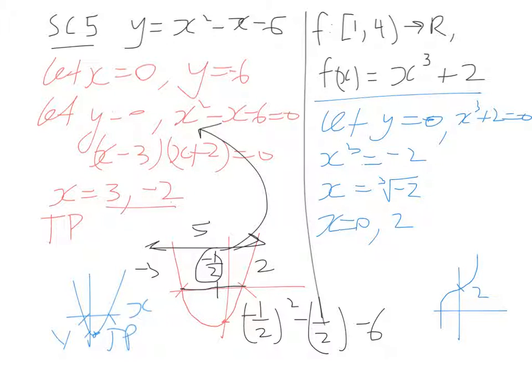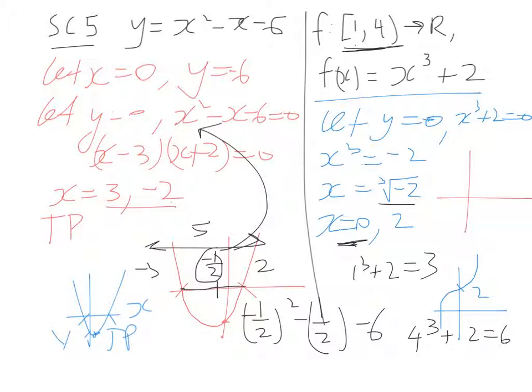Now, from there, I will redraw this set of axes. Now we've got a bit of a problem in that the graph goes from 1 to 4. It doesn't start at x equals 0, so we don't have any y-intercept, and we don't have any x-intercepts because that is at a negative value. So what we do with this graph, we're going to have to include the endpoints. So at 1, 1 cubed plus 2 equals 3, and at 4, 4 cubed plus 2 equals 66.